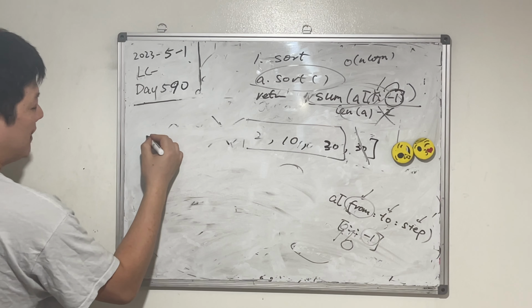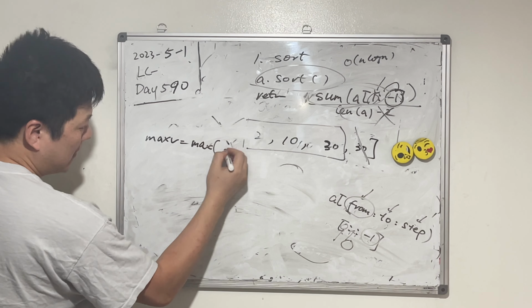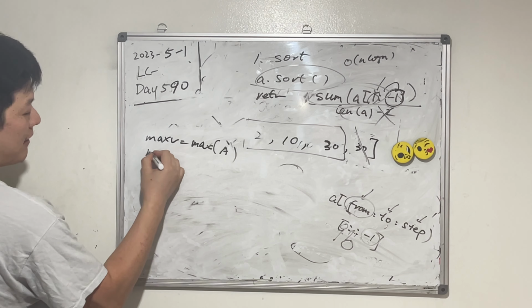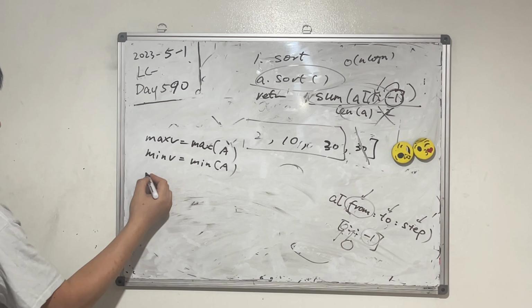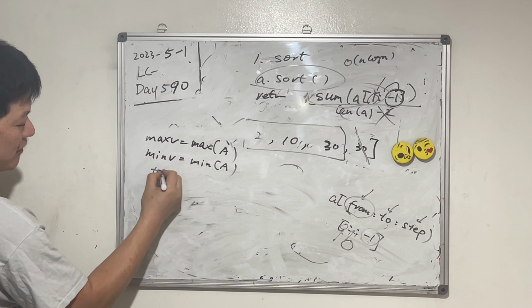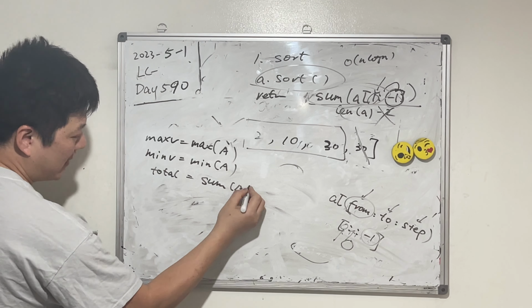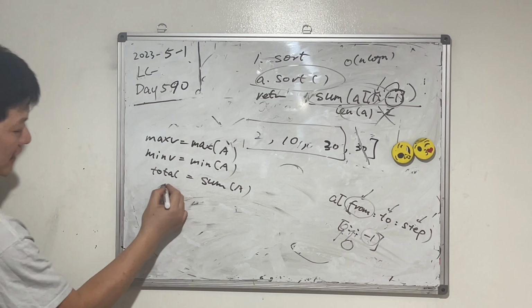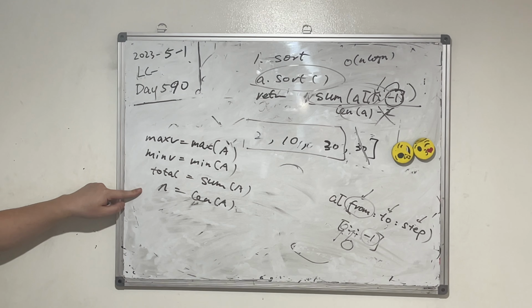Okay. So look, the maximum value equals max(a), right? The minimum value equals min(a), and the total value equals sum(a), okay? And the length is len(a), okay? So how do we use these 4 variables to calculate the answer?